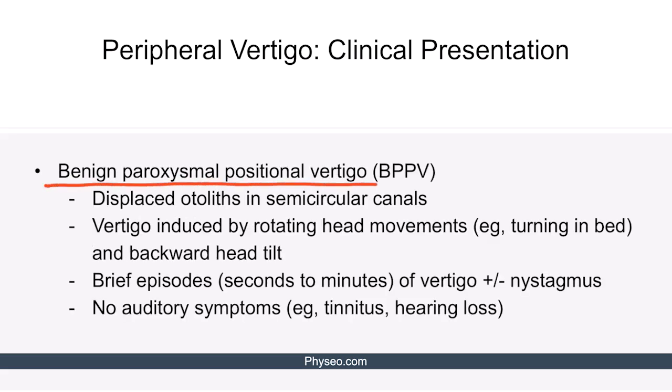Benign paroxysmal positional vertigo is due to displaced otoliths in the semicircular canals. In this condition, vertigo is induced by rotational head movements, such as turning in bed, because head rotation stimulates otolith movement in the semicircular canals. Vertigo in benign paroxysmal positional vertigo can also be triggered by backward head tilt. Vertigo is characterized by brief episodes, usually lasting seconds to minutes, and it may be accompanied by nystagmus. It's worth mentioning that benign paroxysmal positional vertigo has no auditory symptoms like tinnitus or hearing loss.